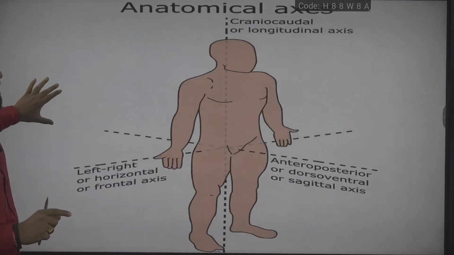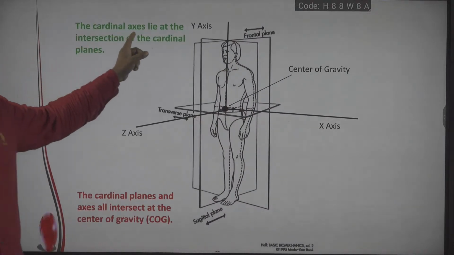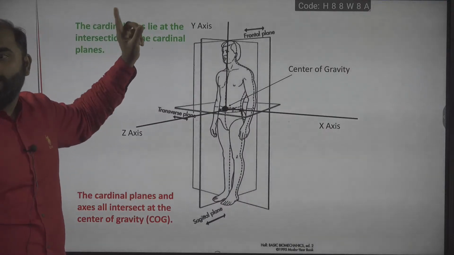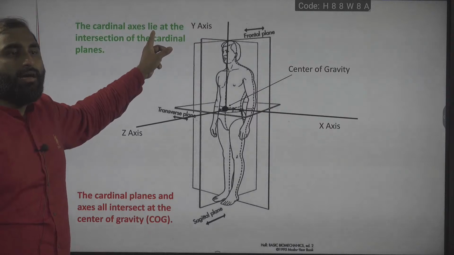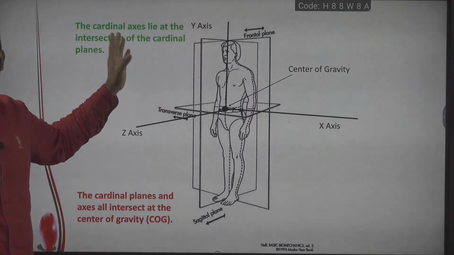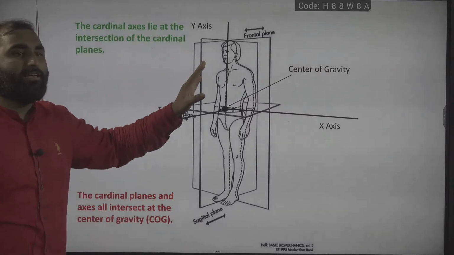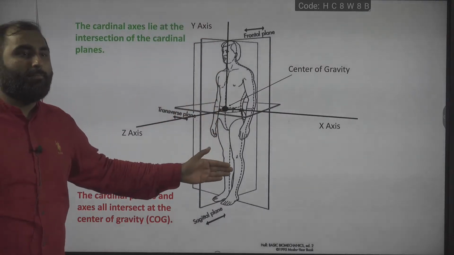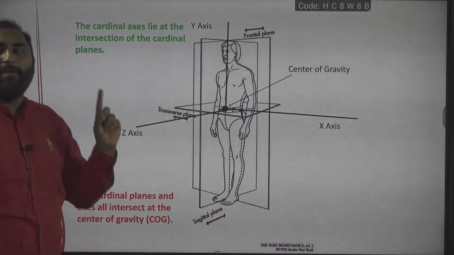Just read this line. What is the line saying here? The cardinal axes. Cardinal means the main axes, which lie at the intersection of the cardinal planes. So what is this definition telling you? Here you can see three planes. Here you are able to see the sagittal plane, the frontal plane, and the transverse plane.